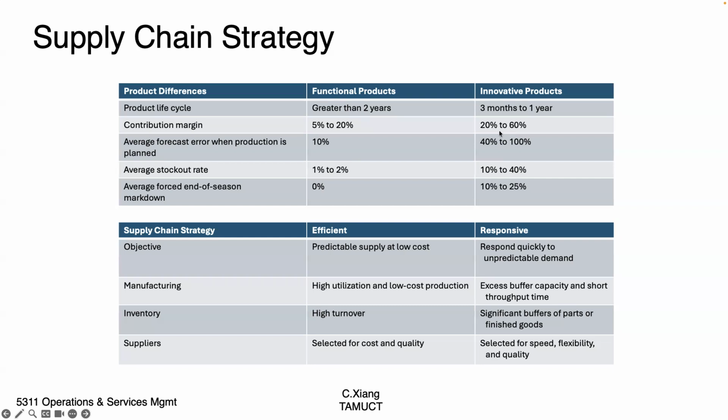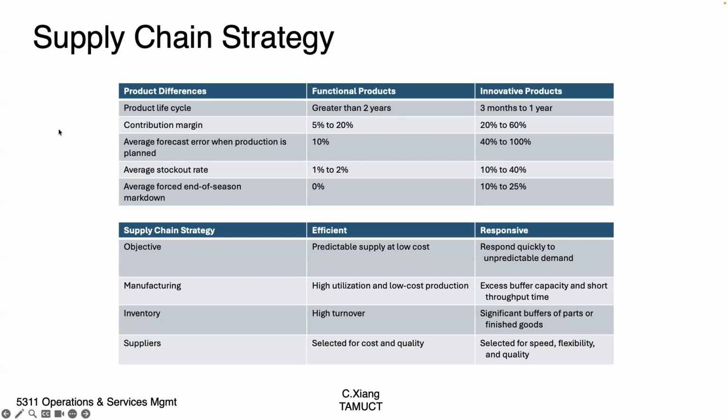On the other hand, innovative products are quite different. They often involve new technologies and new designs, have much shorter life cycles, and generate higher contribution margins because they are new, right? Demand is highly uncertain. Forecasting errors are large, and customers are generally more tolerant of stocking out. End-of-season markdowns are also more common for those innovative products.